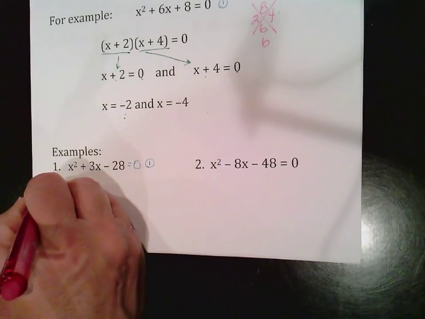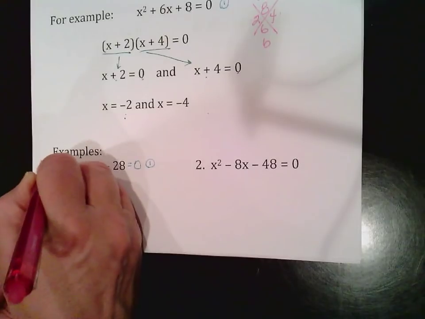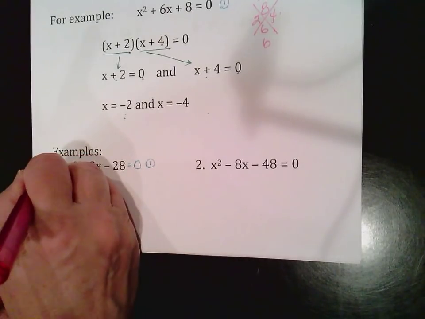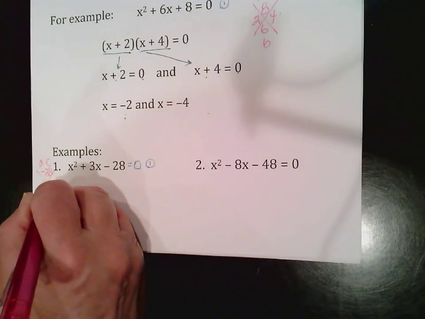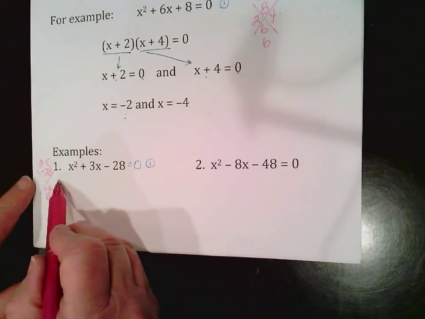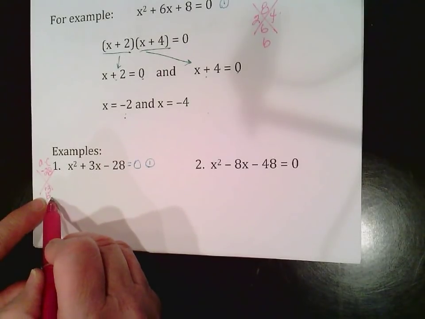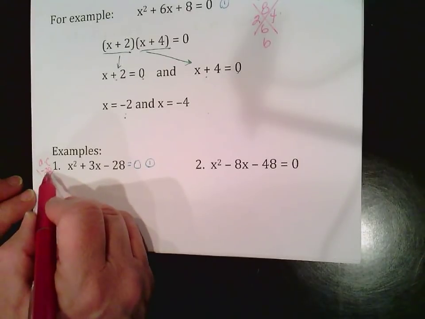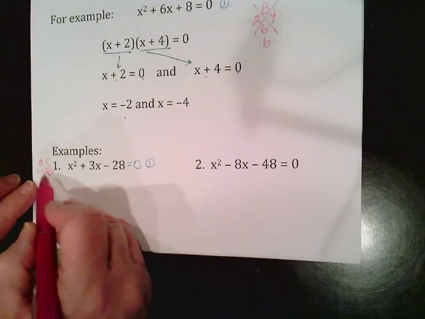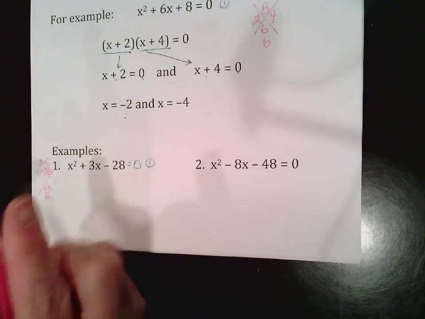So my a times c is negative 28. Don't forget your negative signs. My b term is a positive 3. So I need two numbers that multiply to be negative 28 and add to be positive 3. What we remember is that if this is negative, one of these two terms has to be negative in order for that to be negative. So I'm really subtracting those numbers.